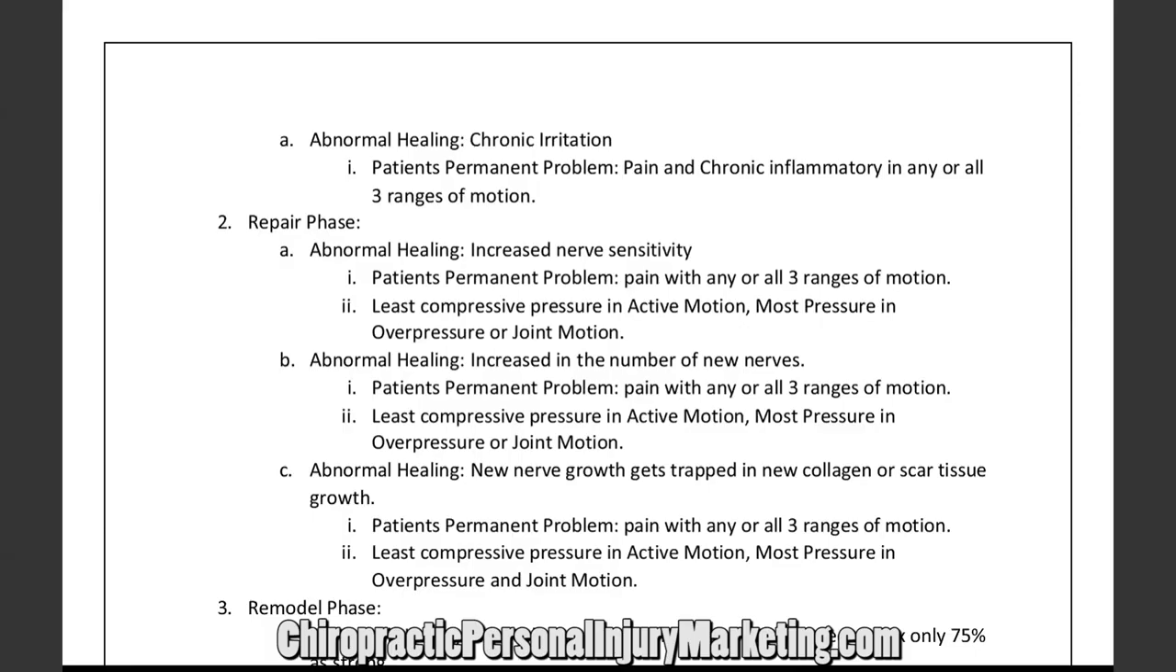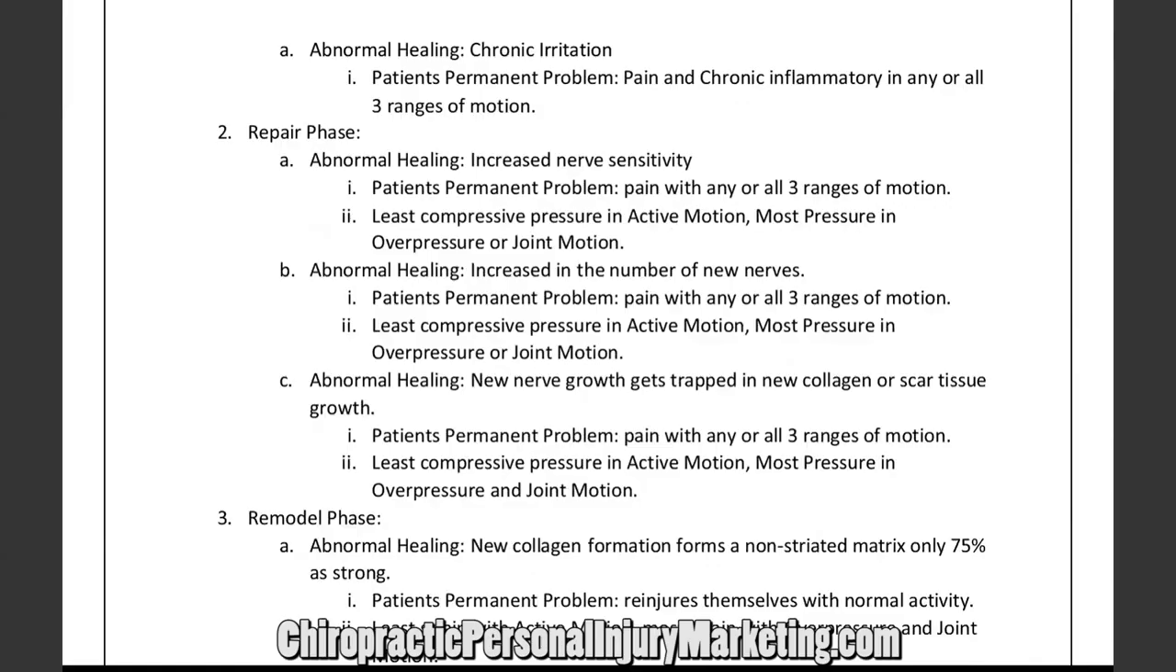So that's abnormal healing due to an increased number of the new nerves. Patient's permanent problem: pain in any or all three ranges of motion. Least compressive pressure, again, is neutral or active, most pressure is overpressure. Because again, those are the two words you have to keep in mind: tensile and compressive forces. And so what if you have abnormal healing in the repair phase with new nerve growth? Nerves get trapped in new collagen or scar tissue: pain in all three ranges of motion, least compressive is neutral or active, most pressure in overpressure. See, it's pretty straightforward.